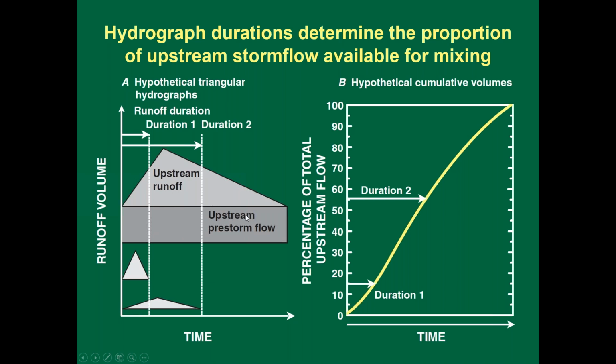When we compare that to the upstream pre-storm flow and the upstream runoff, we can see that at duration 1, we only get a little bit of upstream pre-storm flow and a little bit of upstream runoff to dilute into. If we were taking the highway runoff and diluting it into the entire upstream event, we'd be cheating, right? Because a lot of the upstream water would flow by after the highway stopped flowing.